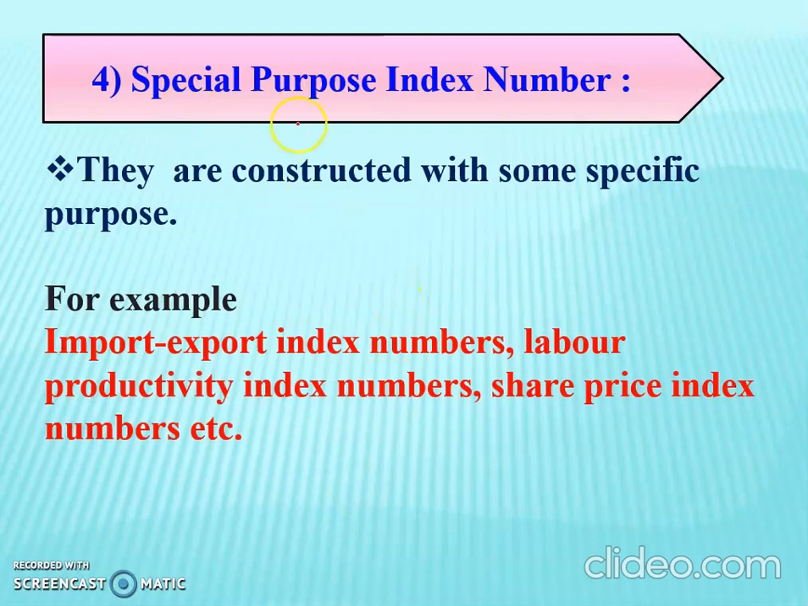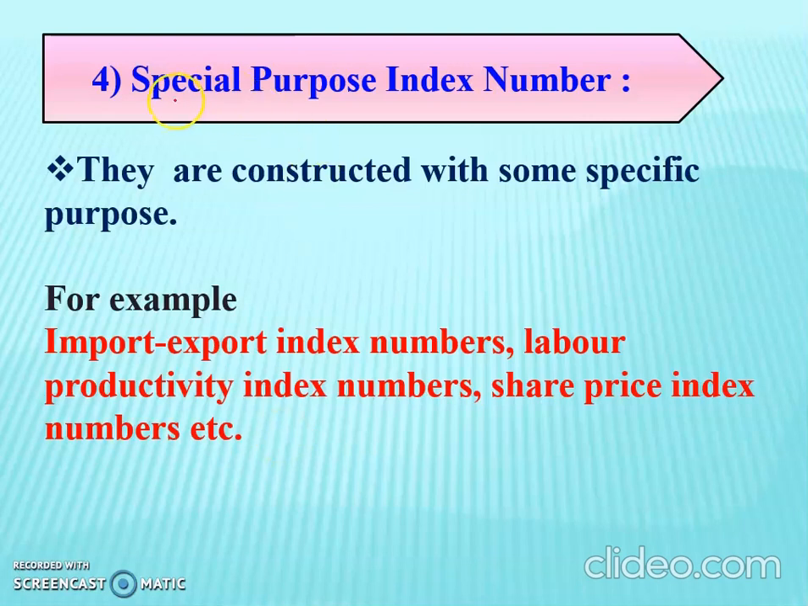Now the next one is the special purpose index number. These are constructed with some specific purpose. When an index number is used for a specific purpose, for example import export index number, labor productivity index number, share price index number, etc. Apart from the prices of goods and services, if you are using the index number for import export, meaning international trade, taking the current year and base year situation, then obviously it is a special purpose index number.